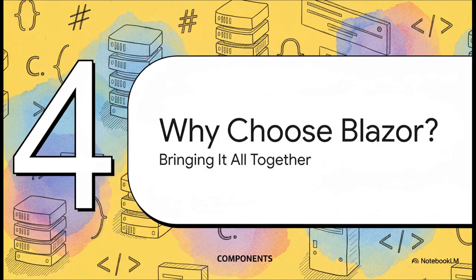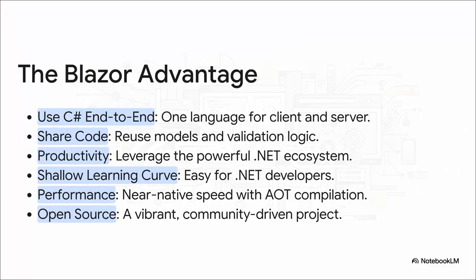Okay, we've seen the building blocks, we've seen how it runs, but what's the big payoff? Why would you, as a developer, actually choose to build your next big thing with Blazor? You know, it really all boils down to this. Blazor unifies your entire tech stack. You get to write C# from the database all the way to the pixels on the user's screen. This means you can share code, like your data models and validation rules, between the client and the server, which is huge. You tap into the massive, mature .NET ecosystem and its amazing tools. And if you're already a .NET developer, the learning curve is practically a flat line. You can be productive on day one.